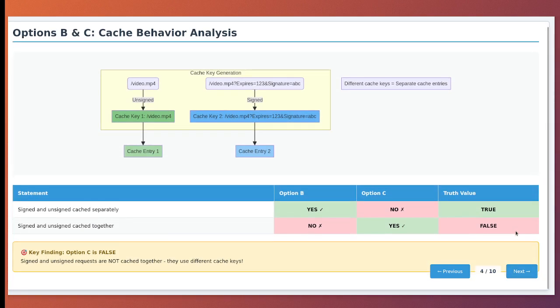Now we have two contradictory statements about caching. Option B says signed and unsigned requests are cached separately, while option C says they are cached together. This is the key to our answer. In Cloud CDN, signed and unsigned requests to the same resource are indeed cached separately. They use different cache keys. This is because the signature parameters become part of the cache key. A signed URL like /image.jpg?signature=ABC123 is treated as a different resource than the unsigned /image.jpg. This means option B is true and option C is false. We have found our answer.